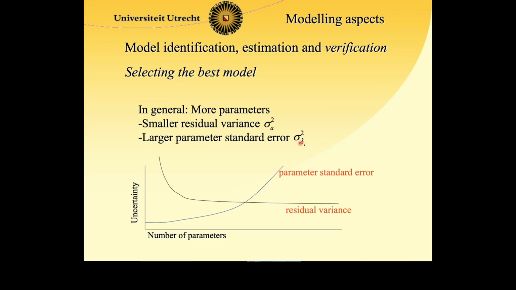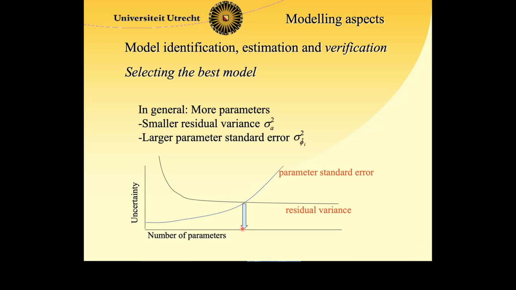So you can see it like this. If we increase the number of parameters, there are 2 components to your total uncertainty. There's the residual variance that will decrease because you add more parameters, and the model is going to fit your data better. But the parameter standard errors are going to be larger, because basically you're fitting more parameters on the same length of time series. So your degrees of freedom to fit each parameter decreases. So there's a balance between the two where the total error is minimum.